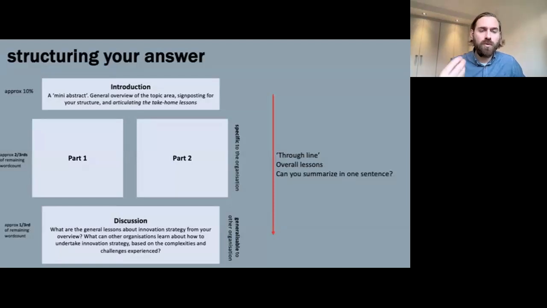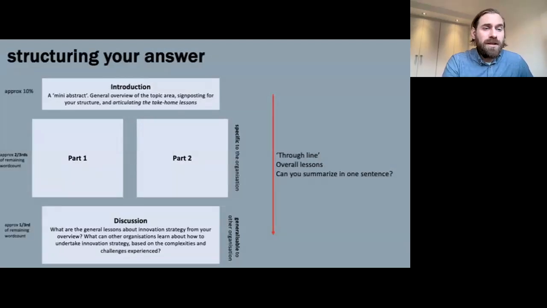So in your discussion, you're going to talk about the general lessons about innovation strategy. What can other organizations learn from this, based on the complexities and challenges that you've actually explored? Another way of looking at this is, imagine you were being asked in an interview and someone said, tell me the main thing that you've learned about innovation strategy.